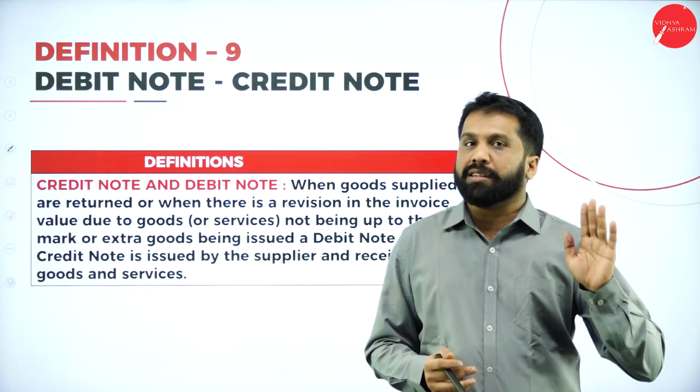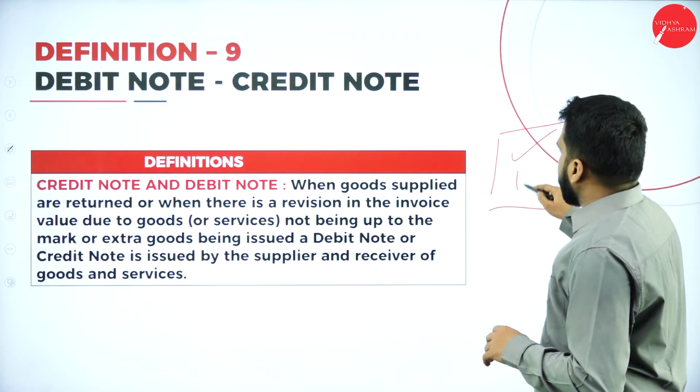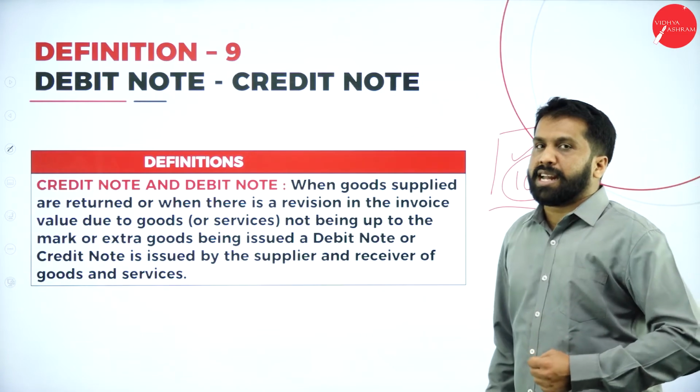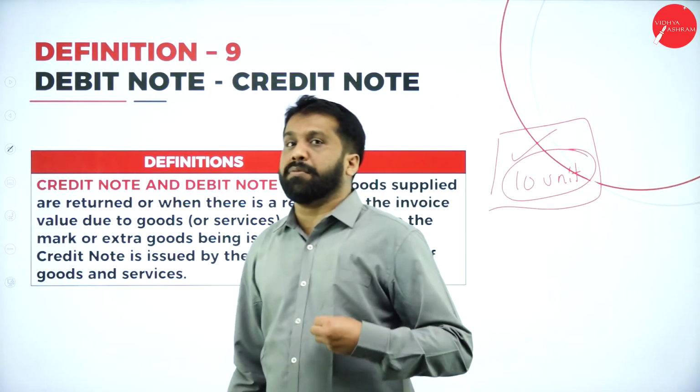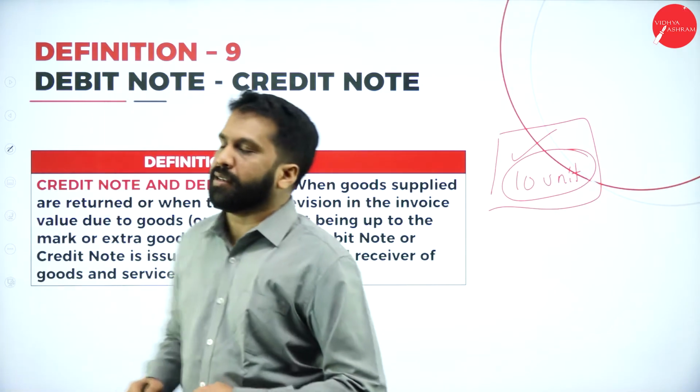Clear? Along with the goods, you have to prepare a debit note. In that you have to mention 10 units I am returning because they are damaged. 10 units which are damaged, that's why I am giving it back. That is called debit note. Hope you are clear? Yes.